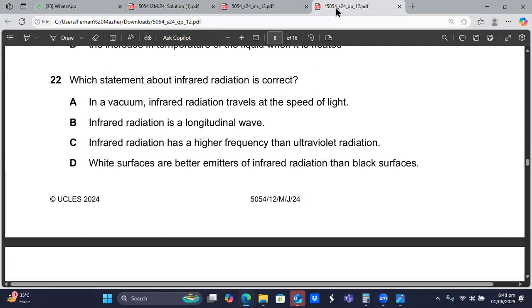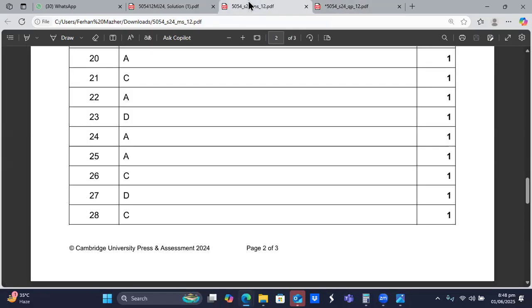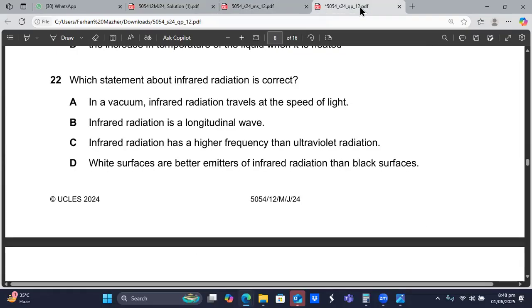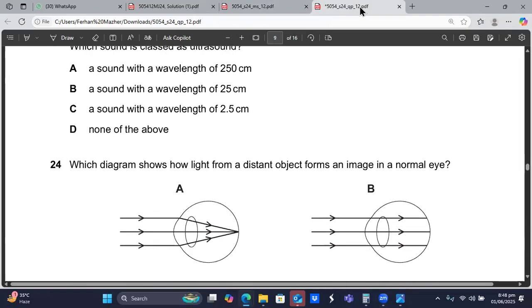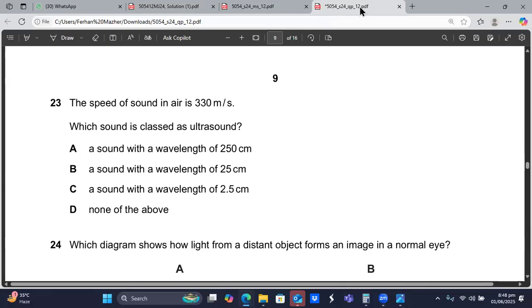Infrared radiation is a longitudinal wave. That is wrong. Infrared radiation has a higher frequency than ultraviolet radiation. That is also wrong. White surfaces are better emitters of infrared radiation than black surfaces. That is totally wrong. A is the best option, sir. Question number 22, A is the best option. I hope you understand. Question number 23 coming up on your screen.